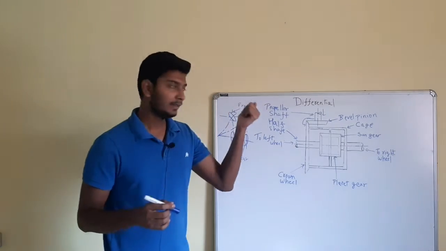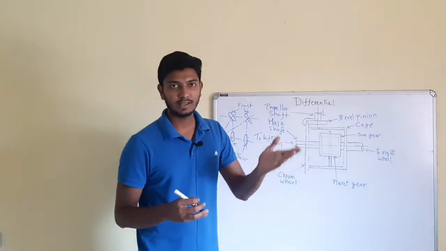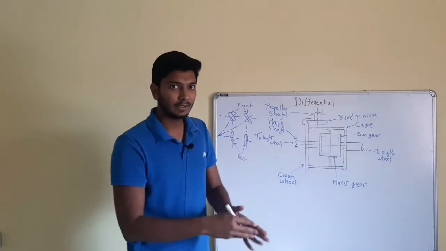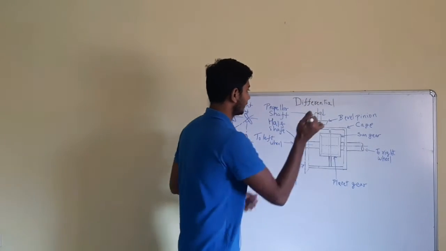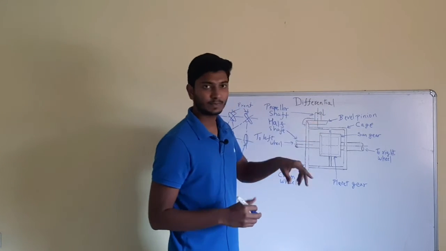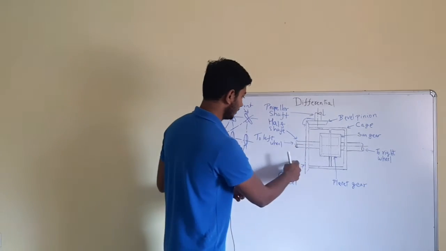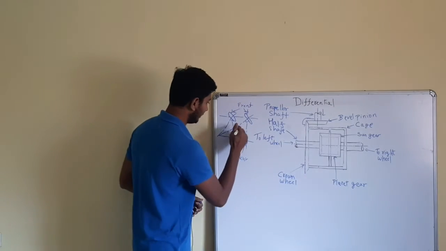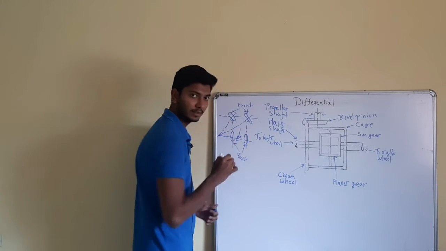We have studied already that in rear wheel drive vehicles, the power is developed in the engine, then it is transferred into the gearbox, then through the gearbox it is transferred to the propeller shaft. This propeller shaft is now connected to the differential, which we will see in this diagram. So this is the propeller shaft. Here I have shown it is connected to a bevel pinion. This bevel pinion is constantly engaged with this crown wheel.